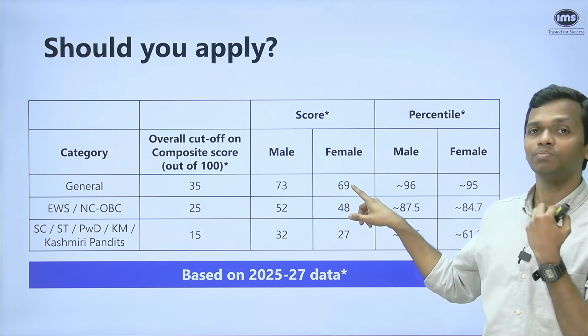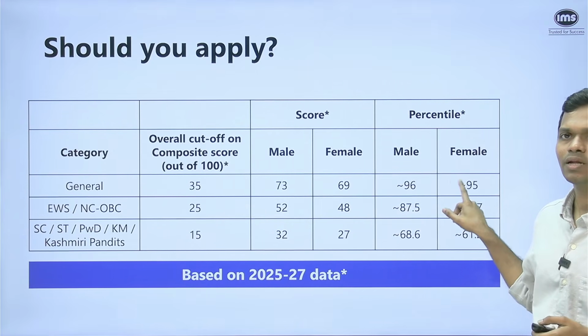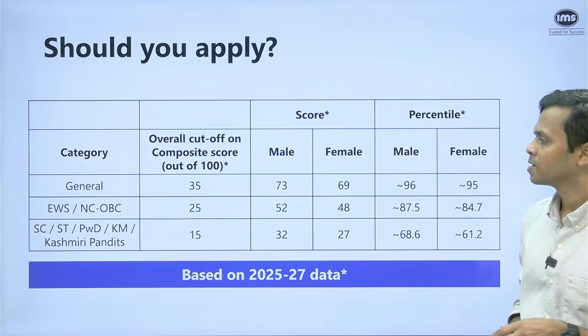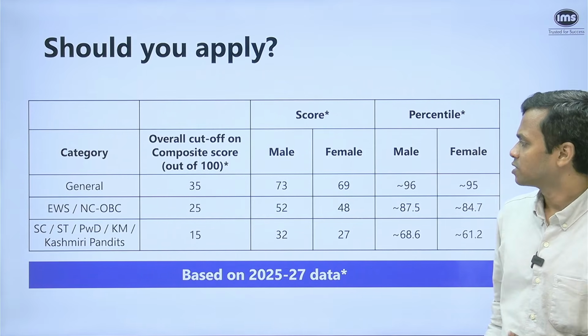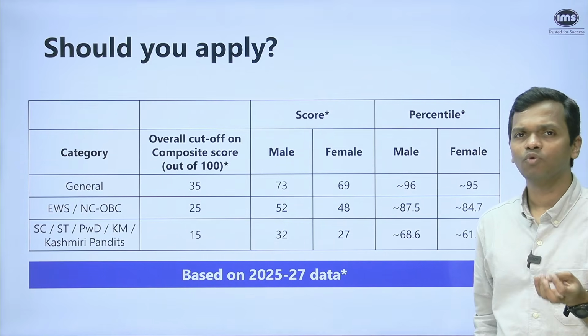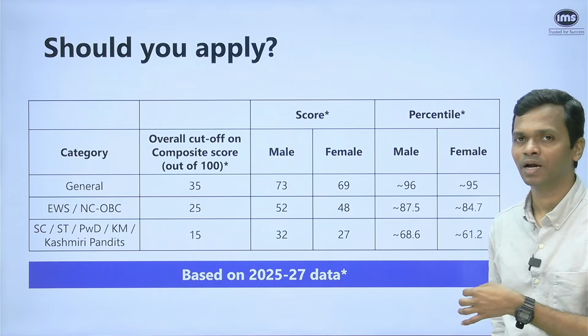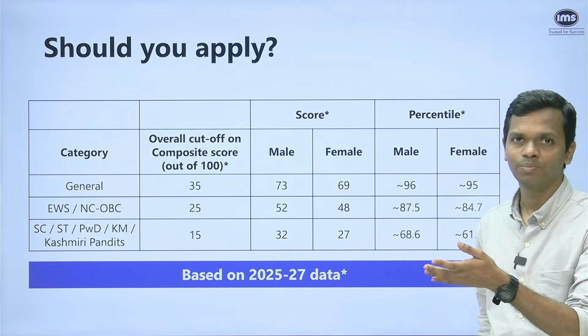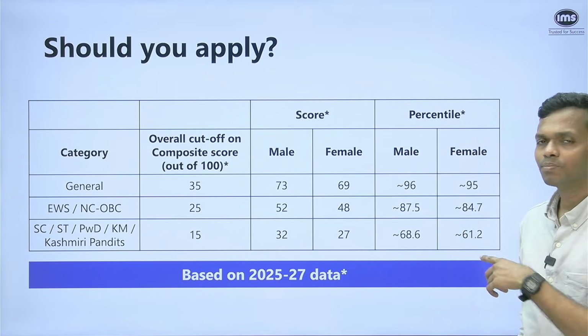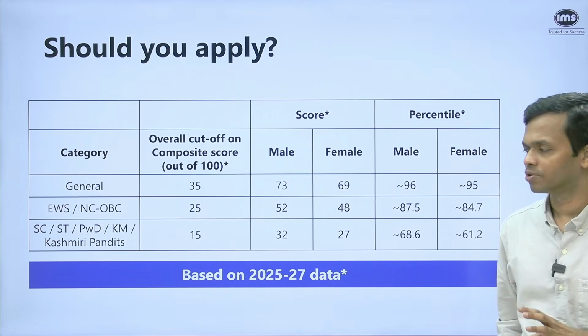Now if you calculate the percentile for that particular score, that would be around 96 for male and 95 for female. Speaking for EWS and NCOBC, the score would have been 52 for male and 48 for female. So that's roughly about 4 marks of support or benefit that you're getting if you're a female candidate because of the diversity points that are there. Correspondingly, the percentile would have been 87.5 for males and 84.7 for female.